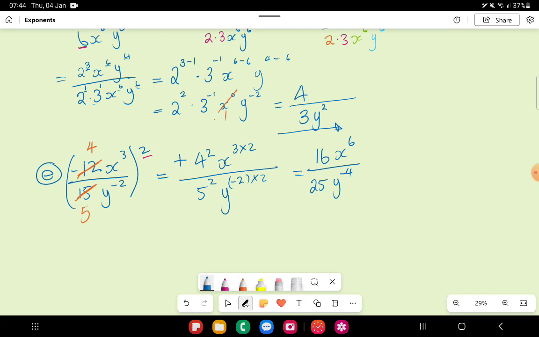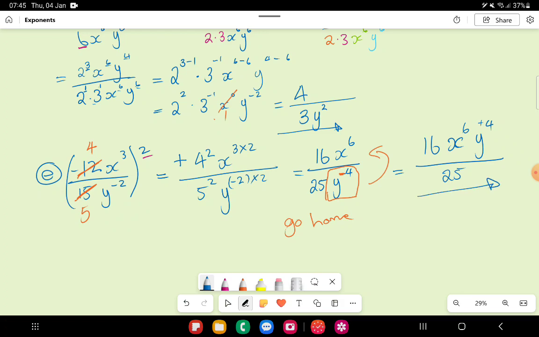Technically, I'm not done yet because of this minus sign. I don't want a negative exponent. Negative exponents means go home. So this whole portion here must go to the other side, which means that I have got 16 x^6 y^4. Notice now it's positive, not negative, over 25. And that is your final answer. That's E.